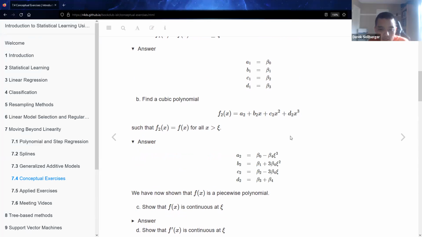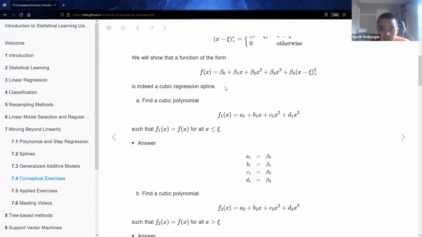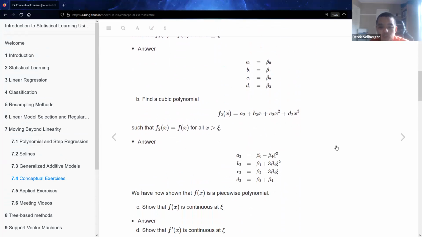The math would have taken up a lot of room, but when you combine like terms, that is the constant, the degree 1 term, the degree 2 term, and the degree 3 term, we find that the a2, b2, c2, and d2 coefficients can be written in terms of the original betas as such. At this point, we have shown that the new f of x function, that is this one up here, is a piecewise polynomial.